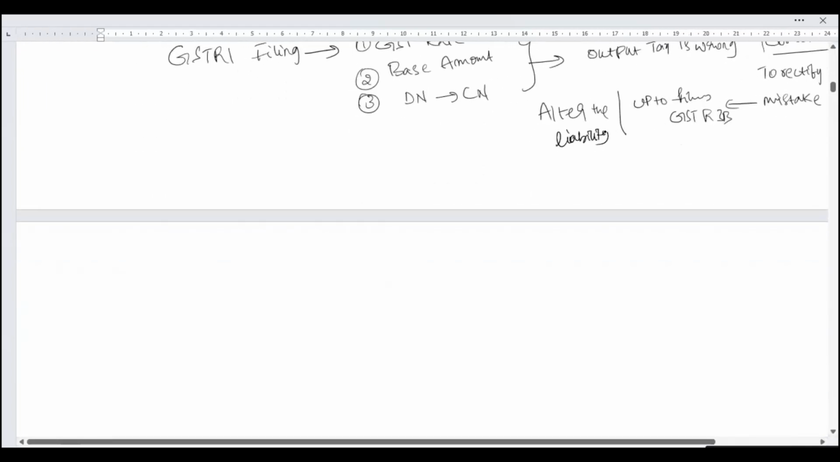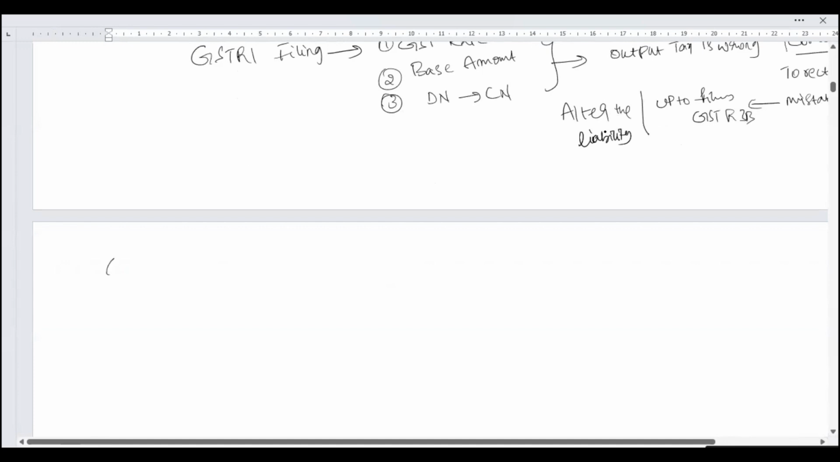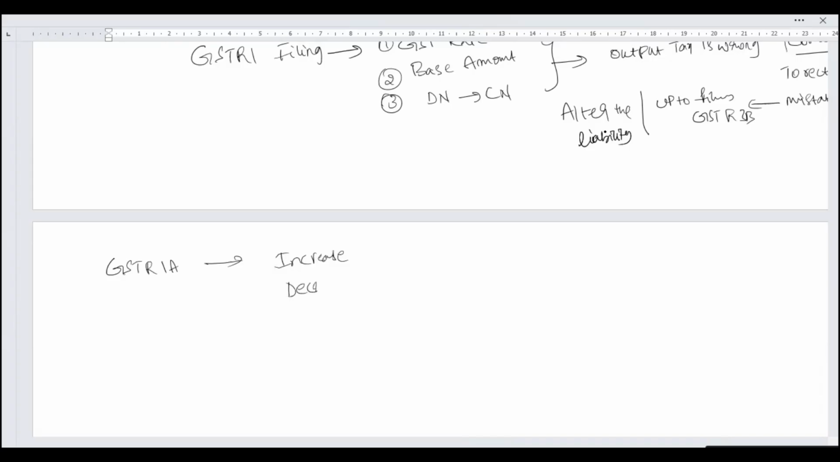Now, when we think about GSTR 1A, to increase the liability or to decrease the liability, I can use GSTR 1A. But, sir, I need to amend. Amend what? Not the invoice, the GST number.